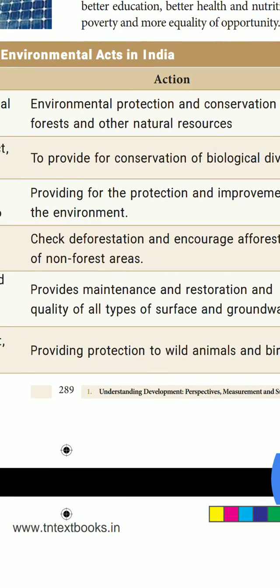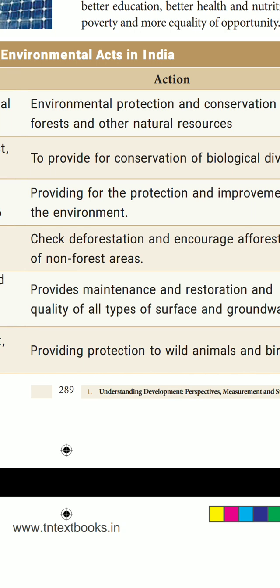First one, 2010. What was the act passed? National Green Tribunal Act. What was the action for this act? Environmental protection and conservation of forest and other natural resources.